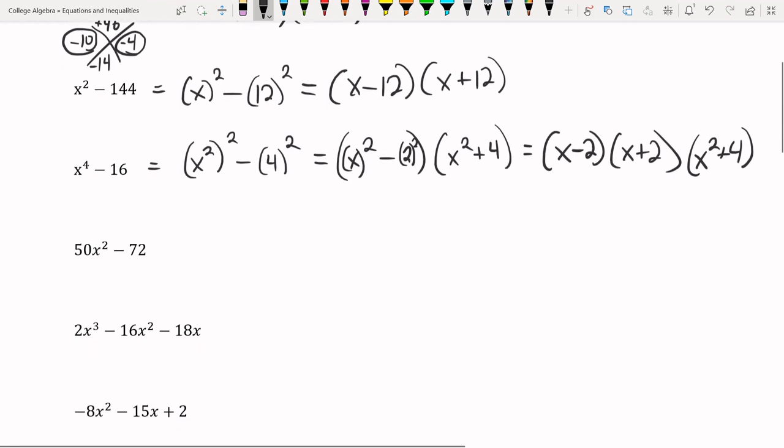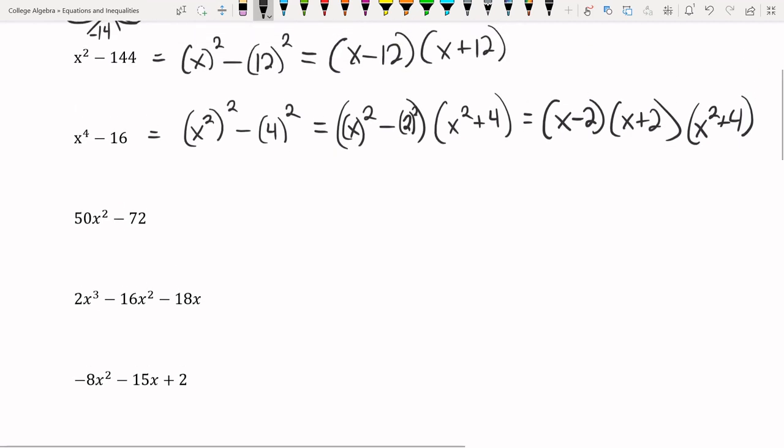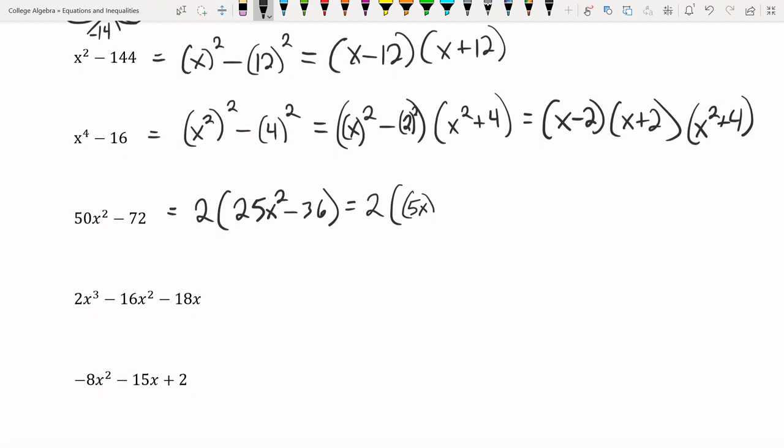Okay, 50x squared minus 72. There's a GCF here, namely 2. We can take 2 out of both of them, and that gives us 25x squared minus 36. And here, I can rewrite this as 5x squared minus 6 squared. And this is now a difference of two squares again. So that 2 still stays on the outside. We have the first minus the second, and the first plus the second. 5x minus 6, 5x plus 6. These are linear factors, so we know that is completely factored.